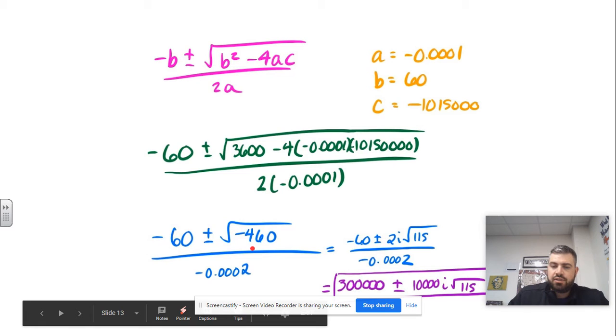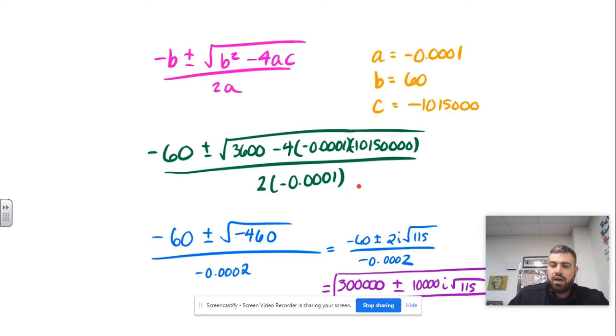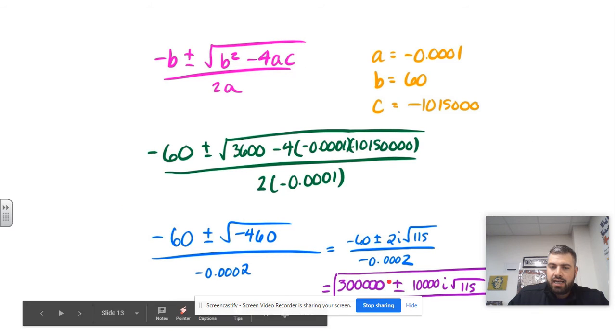So this is less than 0. Our discriminant is less than 0. So we know that our solution is going to be complex. And so I look at that, and if you look down here, we do get a complex solution, right? We actually get 300,000 plus or minus 10,000 i square roots of 115.